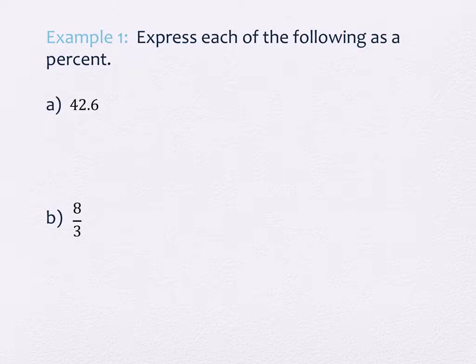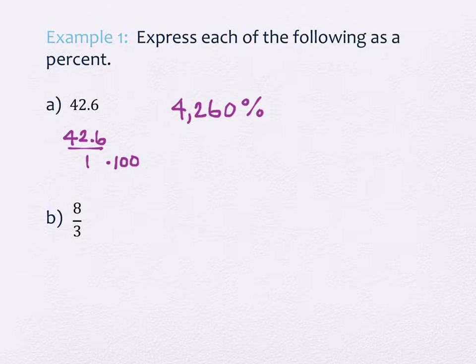What did you guys get on part A? 4,260%. It's very big. Yeah. So, one option, of course, is to simply move the decimal place. But the reason that moving the decimal place works is because if you were trying to multiply to get a 100 in the denominator, and you multiply the numerator by 100, that would move the decimal point 2 places.